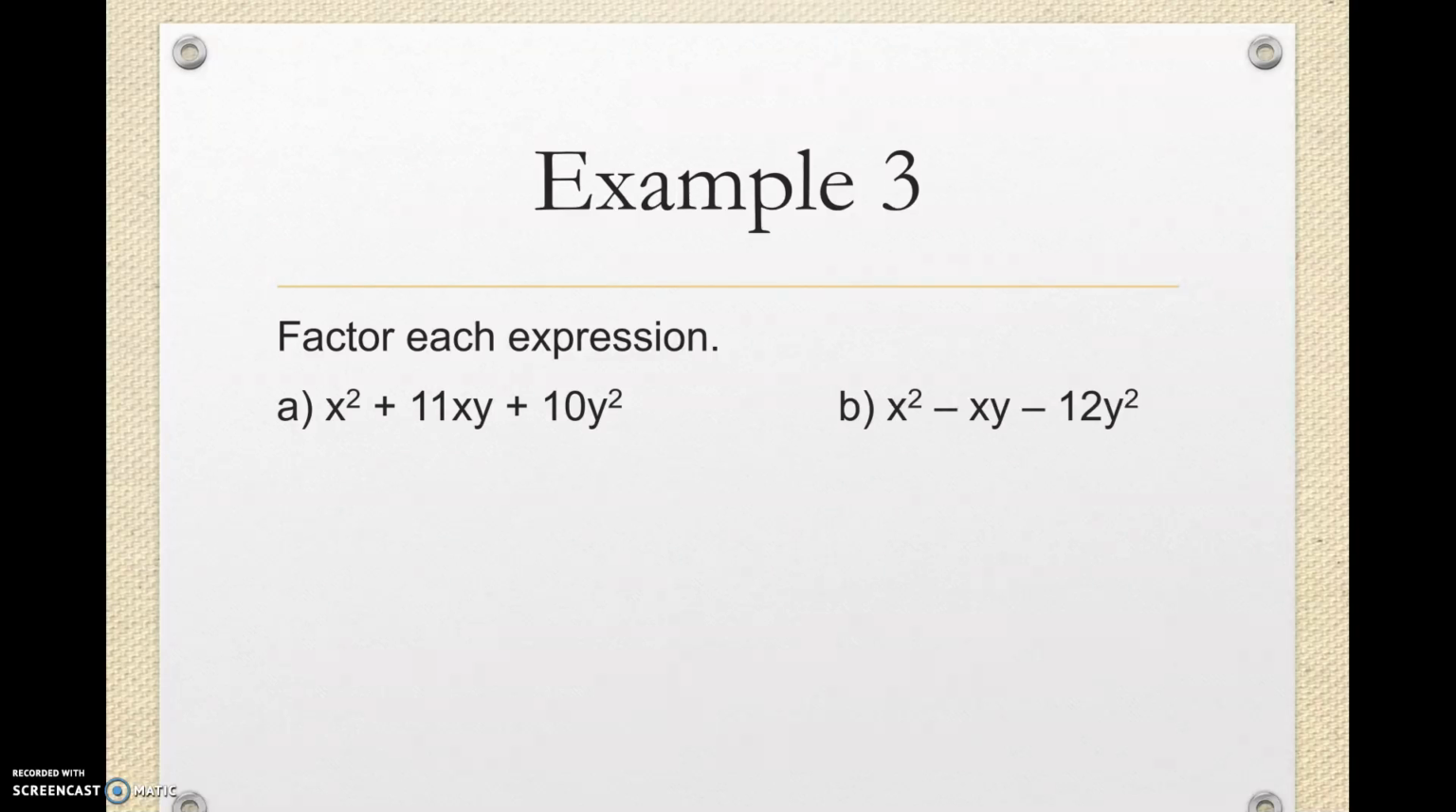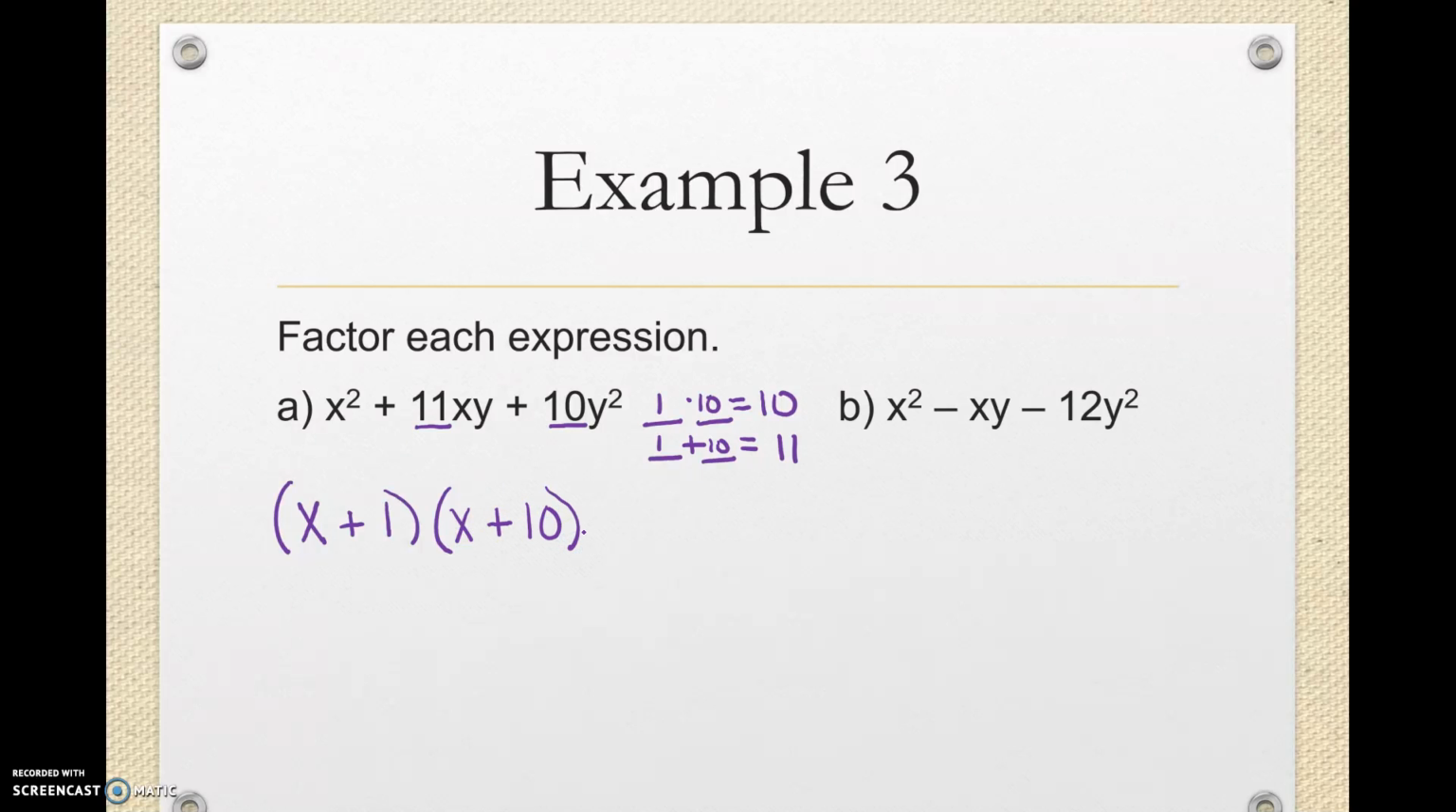All right. What's wrong with example 3? There's x's and y's. So I want you to focus on the coefficients. We're still thinking about 10 and 11. What numbers multiply to give us 10? Those same numbers have to add up to 11. 1 and 10. So if the y's weren't there, we would have x plus 1 and x plus 10.